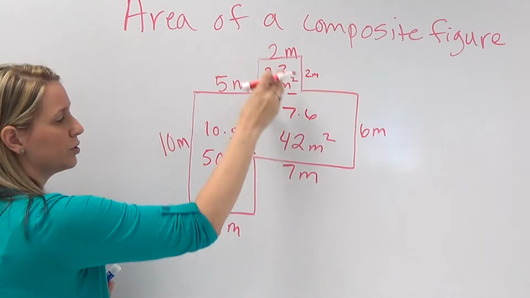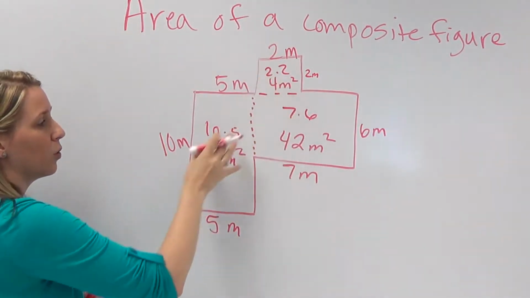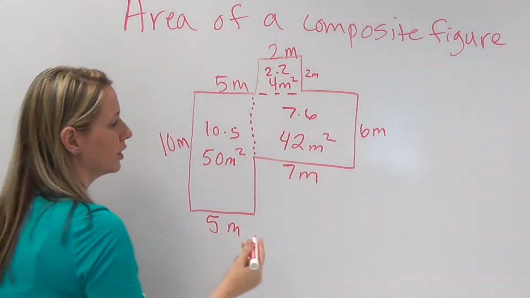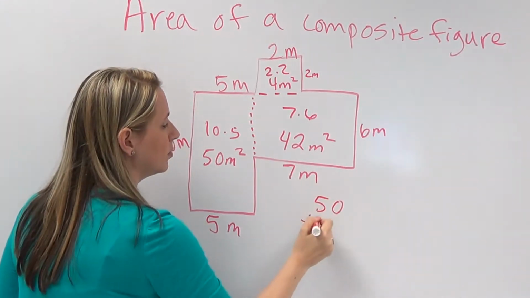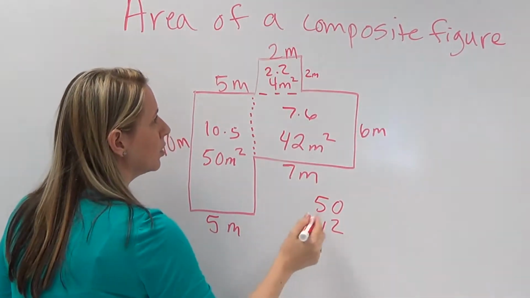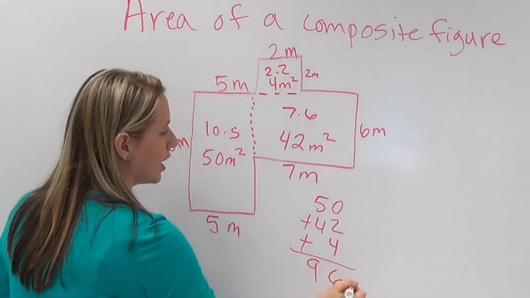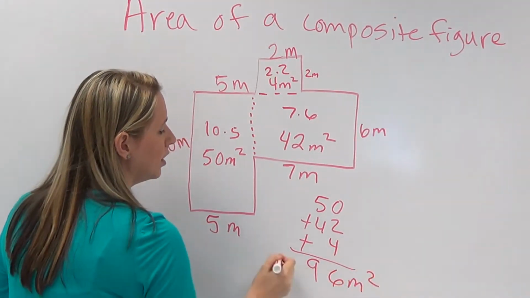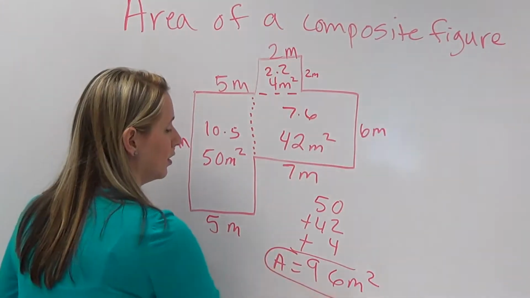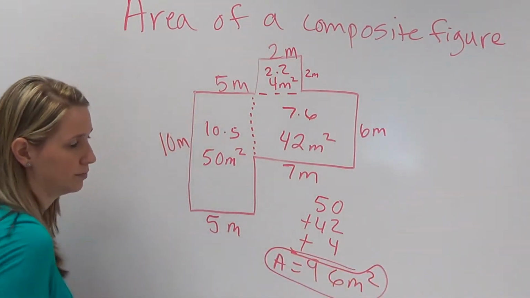Now we've got each of our little sections. So to find the area of the whole thing, you just add them all together. For example, 50 plus 42 plus 4 is going to give you 96 meters squared. And that would be the area of the whole figure.